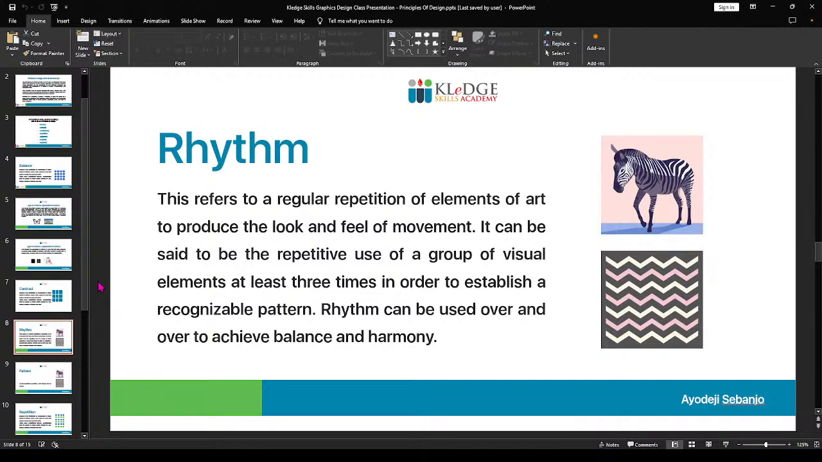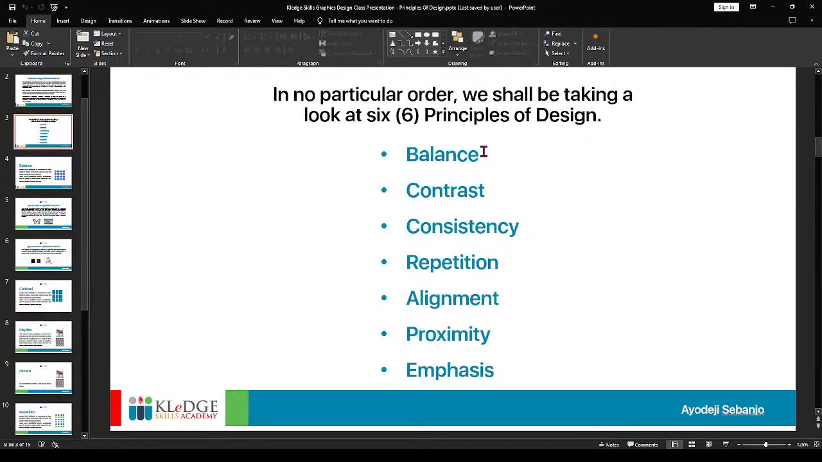Like I said, these principles are not arranged in any order. They are picked randomly. And even if you look at it, I'm not talking about contrast. Immediately I spoke about balance. I'm talking about rhythm, and rhythm was not even on this list. That was why I had to tell us that it is not arranged in any particular order, and we'll only be looking at 6 out of the many principles of design that we have. We have many principles of design.